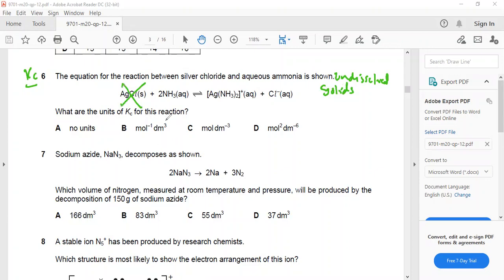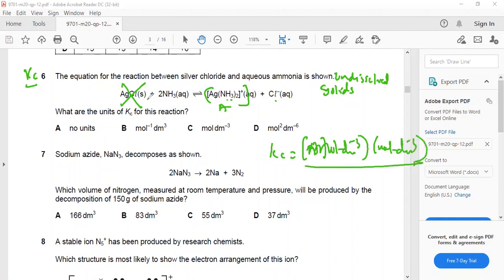What are the units of Kc? Suppose this whole thing is one thing, say A. This is mole per dm cube, this is also mole per dm cube, and in the denominator, ammonia mole per dm cube squared. So obviously it cancels out, so no units.